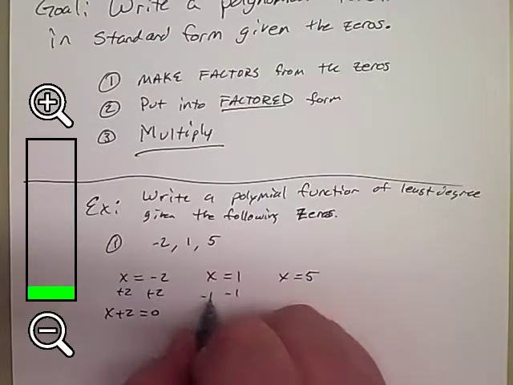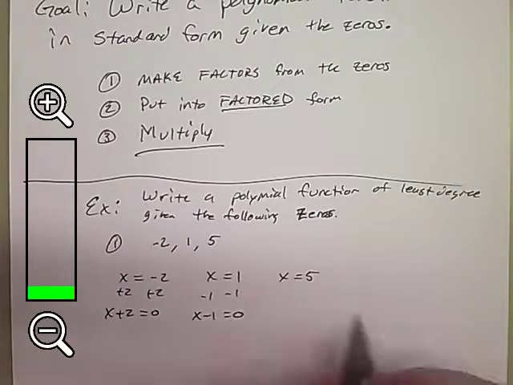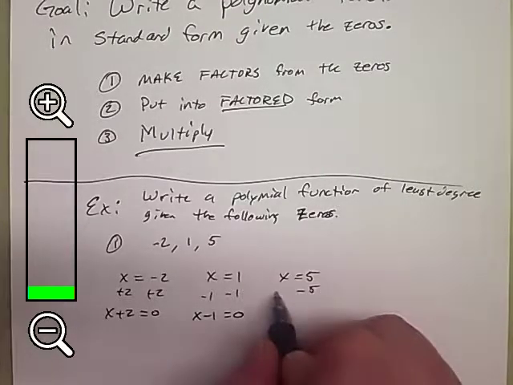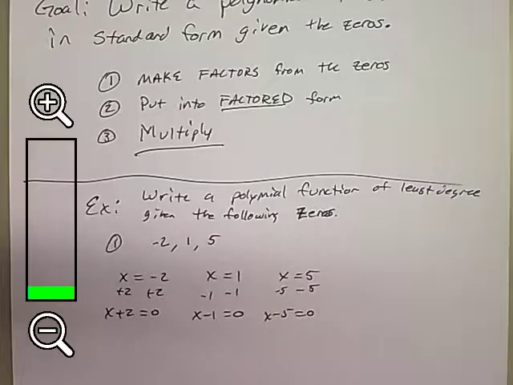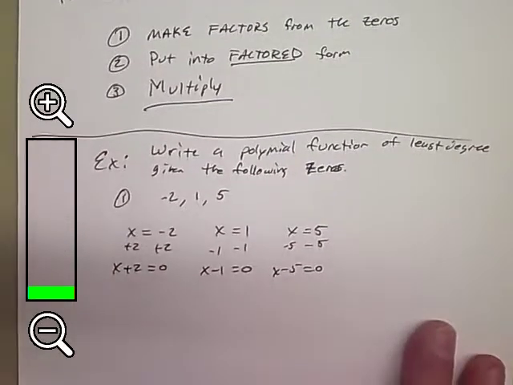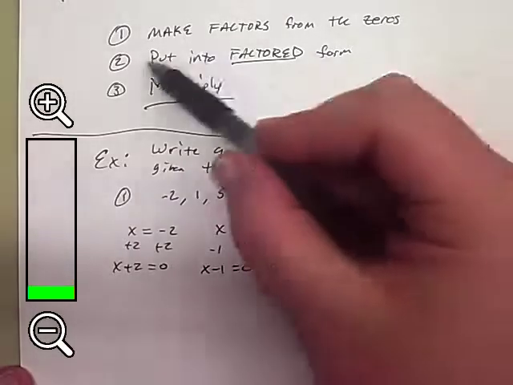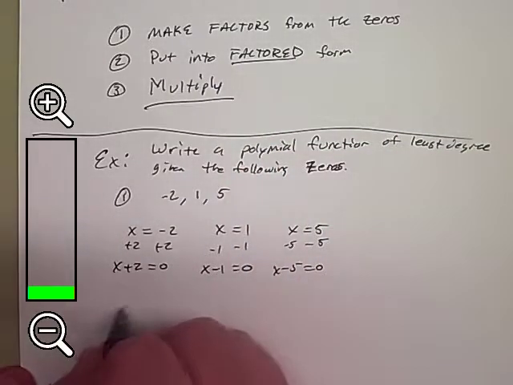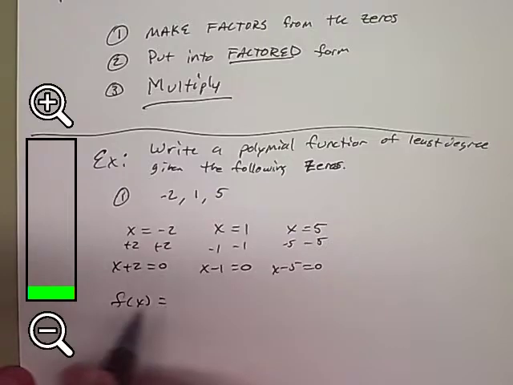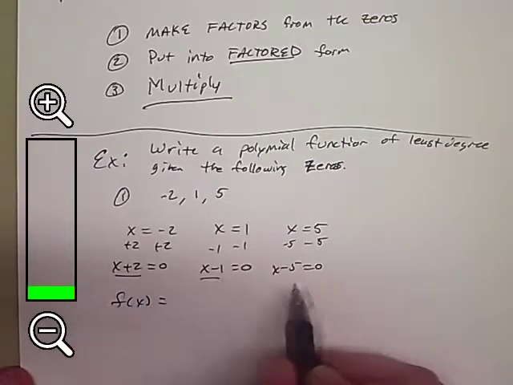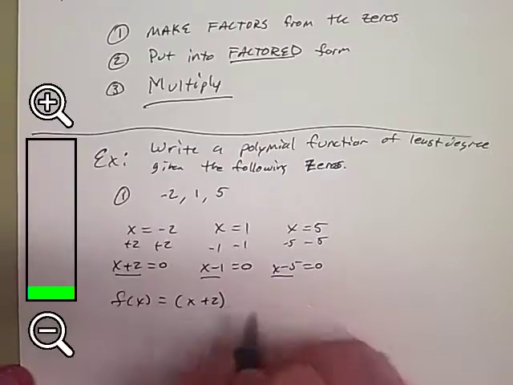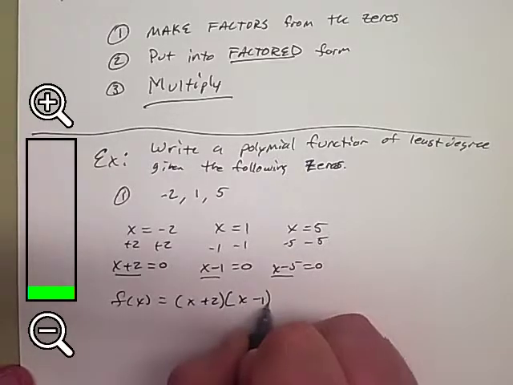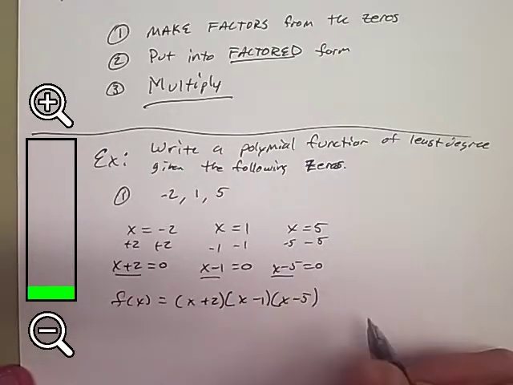I'm going to subtract 1. So x minus 1 equals 0. That would be my next factor. If I subtract 5 from both sides, I get x minus 5 equals 0. And that would be my third factor. Step 2, I need to put it into factored form. So f of x equals, these are my factors. So I'm going to say x plus 2, x minus 1, and x minus 5.